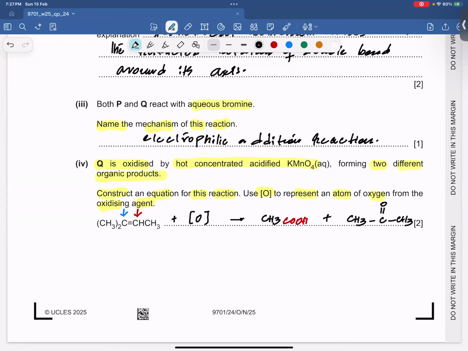All right. So how many oxygen atoms do we have? 2 plus 1, 3. So we need to put 3 oxygen atoms here so that we can balance the equation, okay? I hope it makes sense to you.